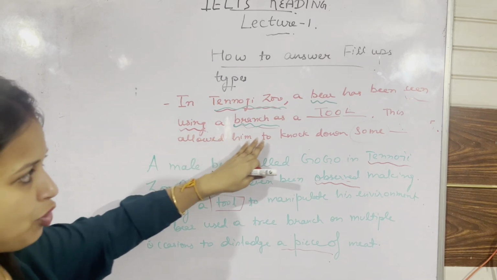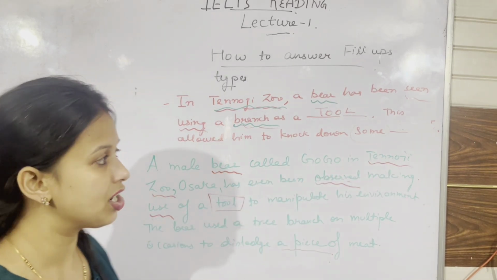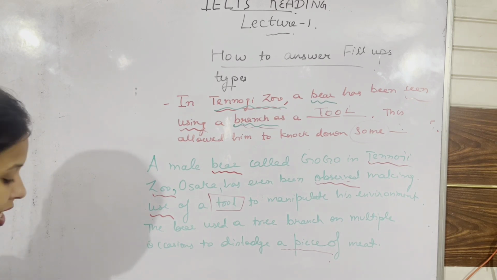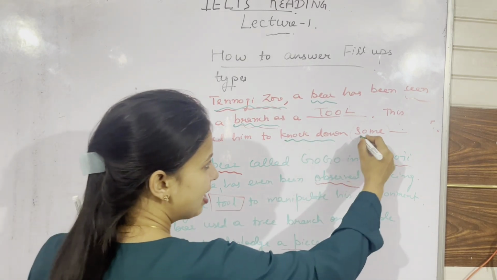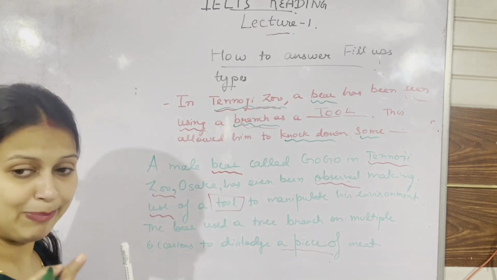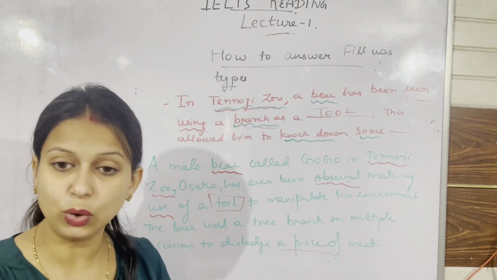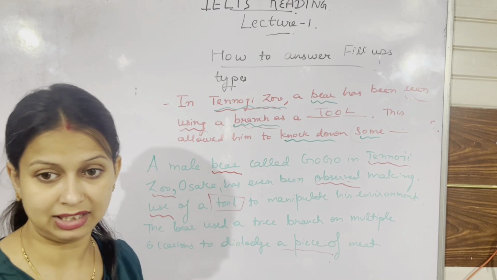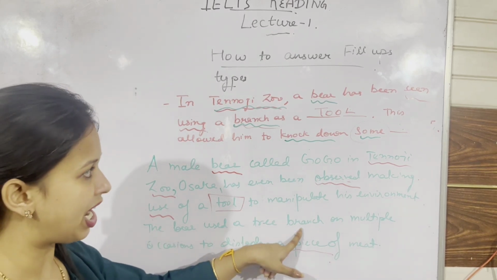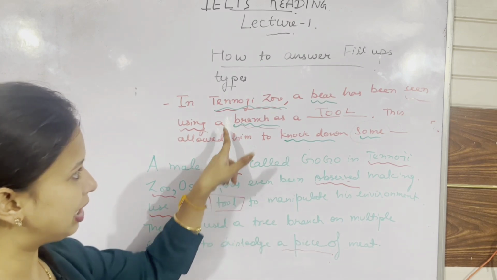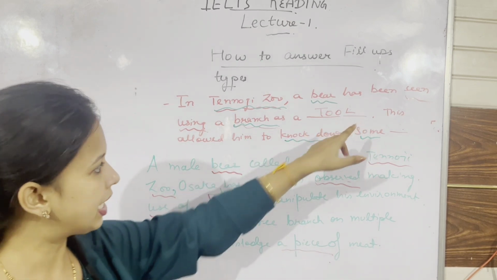This allowed him to knock down some dash. Now, what allowed him to knock down some dash? Knock down is a keyword, and some. If there is a keyword before the blank, you will find its synonym. For example, the bear used a tree branch. Tree branch means this. Okay.